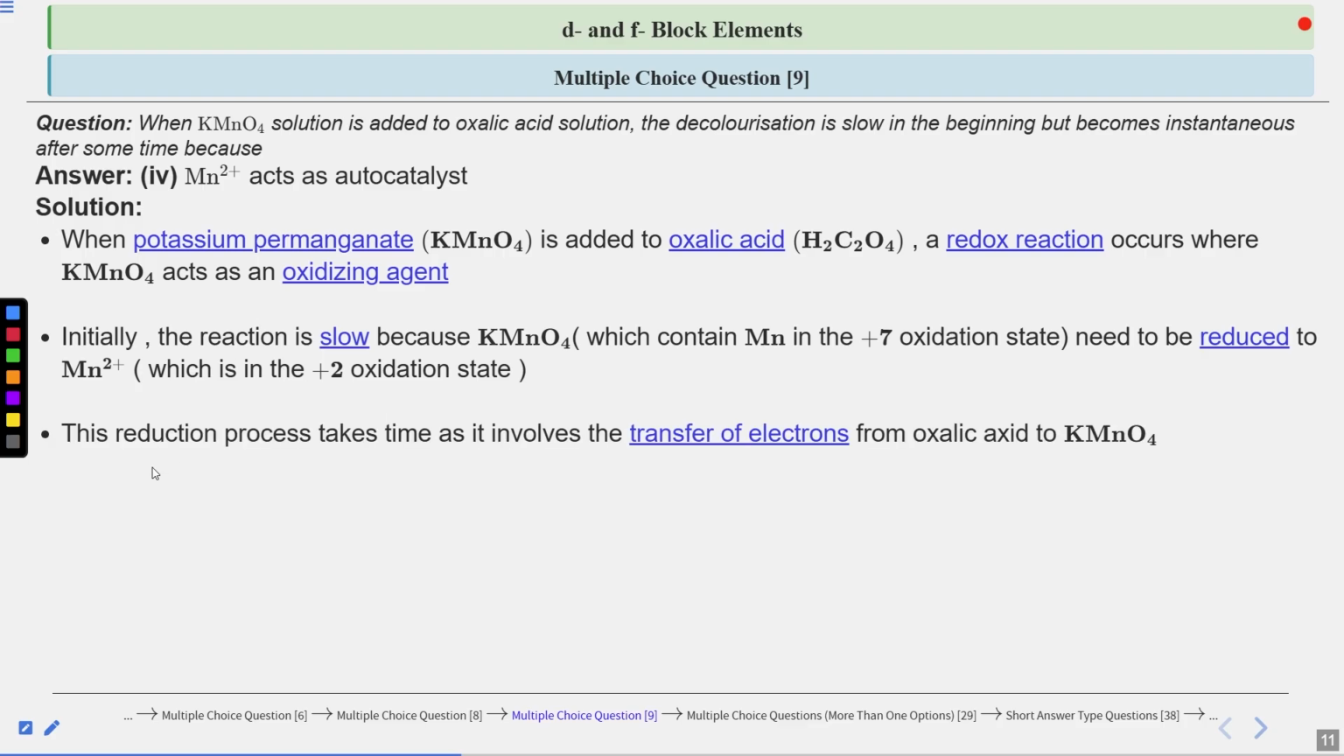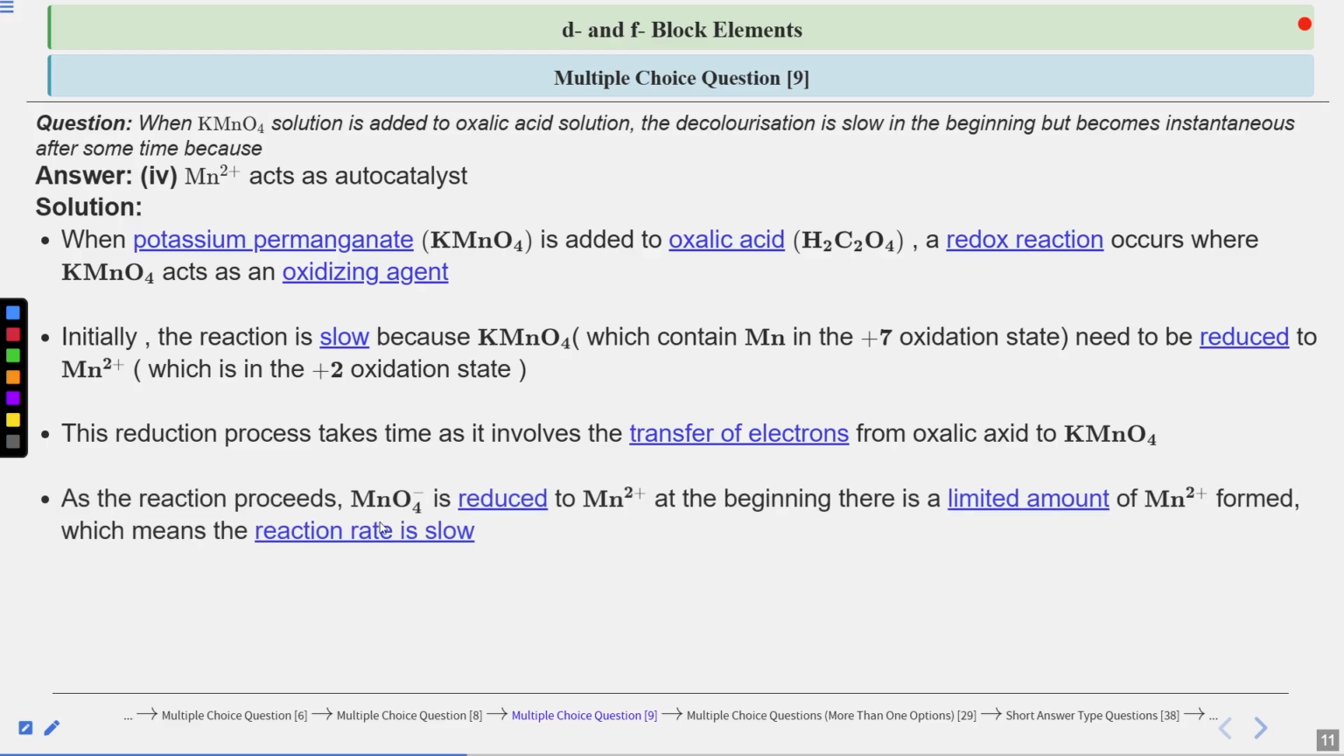Now this reduction process of converting manganese +7 to manganese +2 takes time. Why? As it involves the transfer of electrons from oxalic acid to the KMnO4, and also the manganese is converting from its highest oxidation state to its lowest oxidation state shown by it. So the reduction process is going to take time as it involves the transfer of electrons from the oxalic acid.